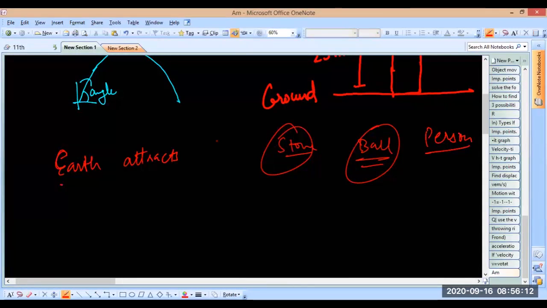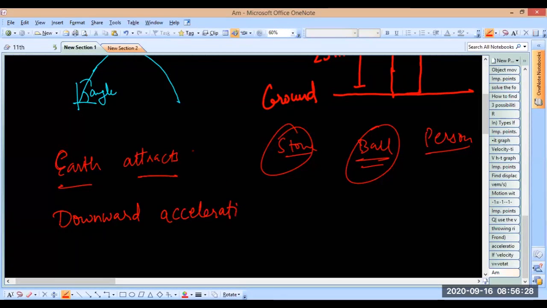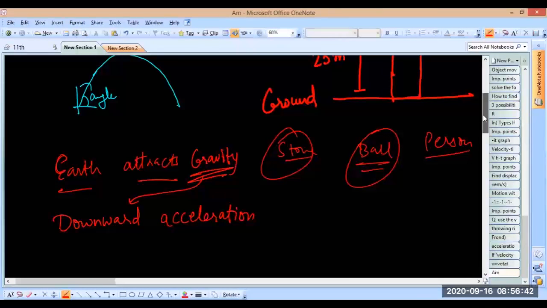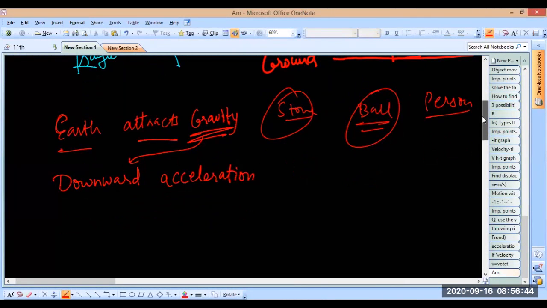So when, oh sorry, just a minute, because Earth attracts it, it gives every such object a downward acceleration. I'll repeat, you can write this, it is very important. Because Earth is attracting everything by gravity, right? Earth has gravity. So because of Earth's gravity, there is a downward acceleration. Clear? Downward means in the downward direction. All right, don't forget. Below, vertical down, right? There is a downward acceleration.